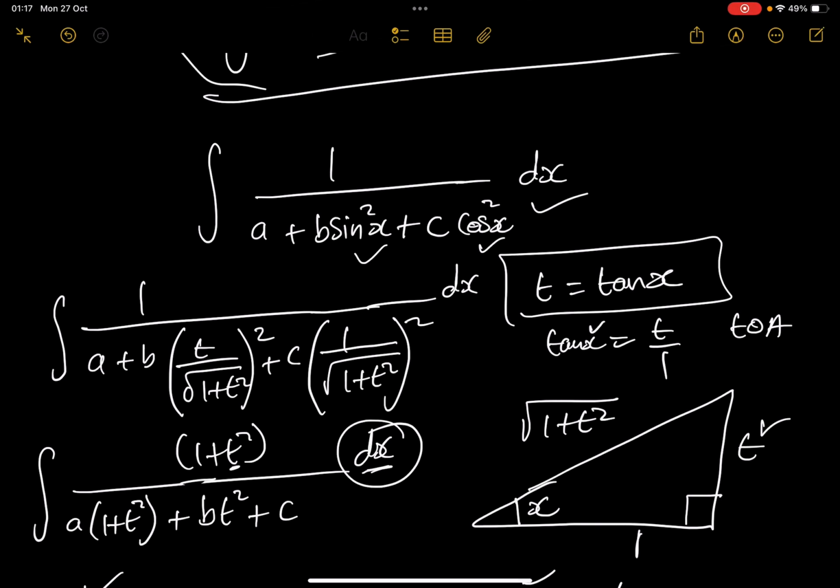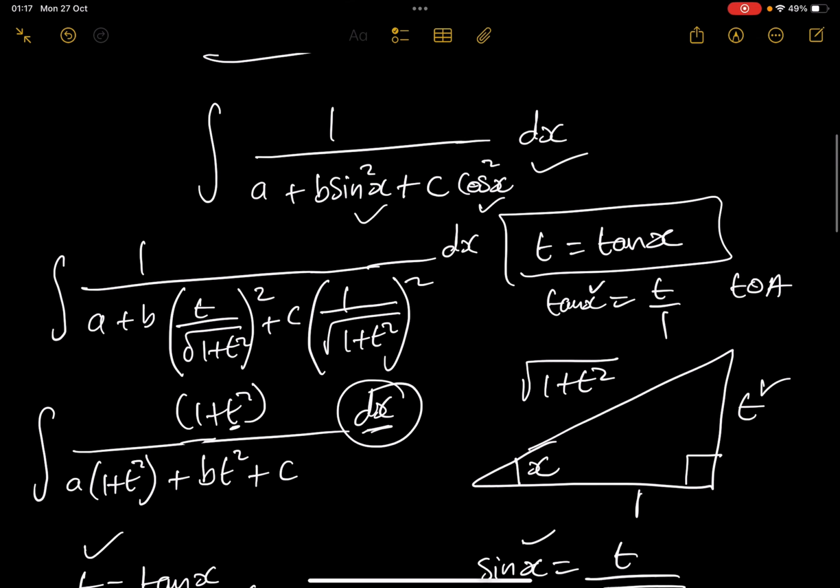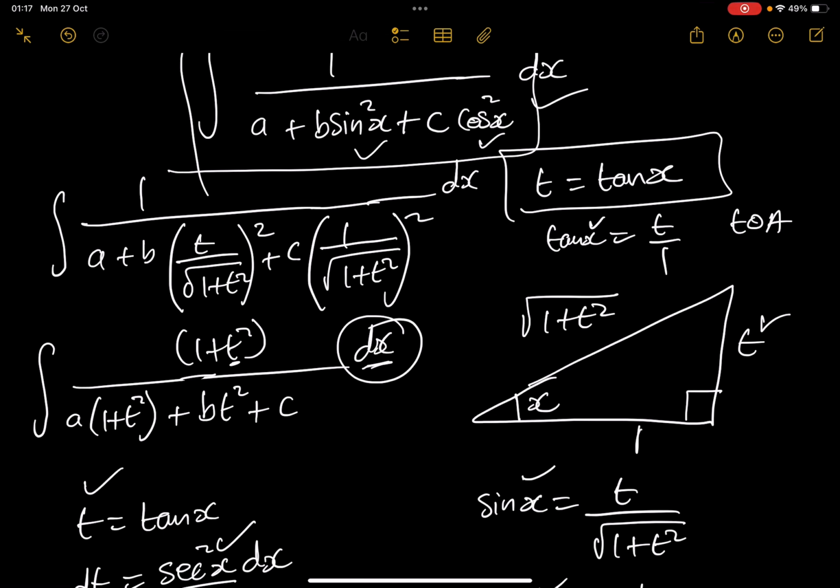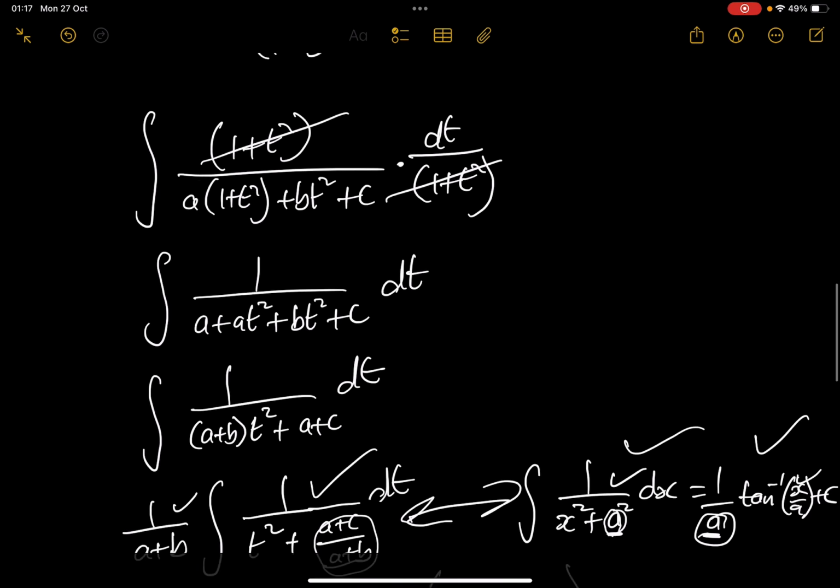So from the previous video, we just looked at how we can evaluate an integral of this form, whereby the denominator consists of terms of trigonometric functions squared. So now let me try one example so that you can see how you can evaluate this integral.